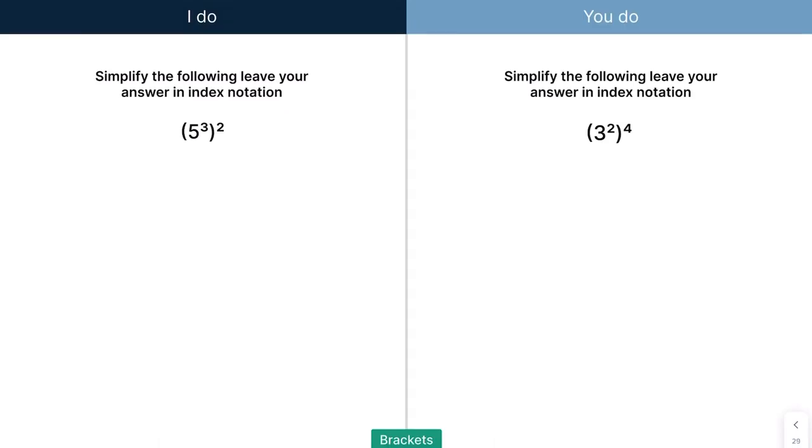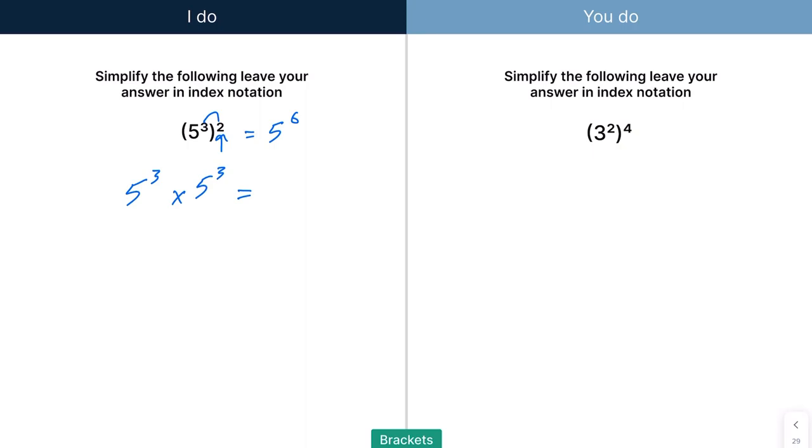Moving on to looking at brackets, so when you have something like this, all you do is that times that. So the answer here is going to be 5 to the power of 6. Now, if you're wondering why that works, what this question is saying is that there's 2 lots of 5 cubed. So I can write this like this. And you can see, if I did that, I would just add the 3 and 3. That'll give me the 6, okay?